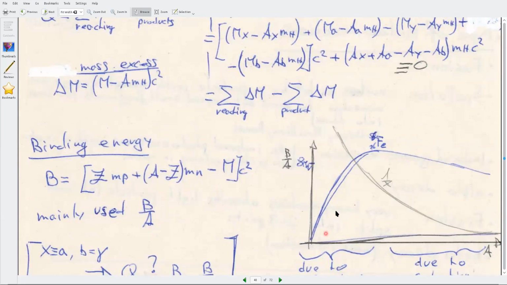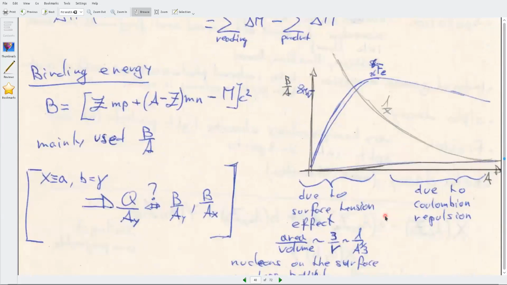You see there is this shape that goes up to more or less the iron, and then goes down. That means if you are fusing elements, you are producing energy up to the iron, while after iron it is the fission of an element. So you take a nucleus, split it in 2 parts, and you are producing energy. This part here increases due to the surface tension effect.